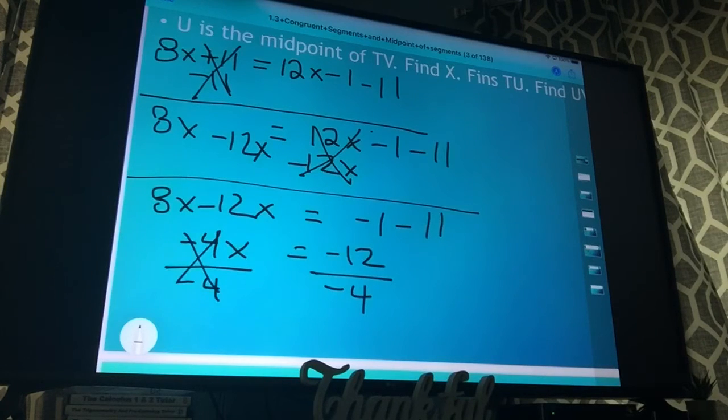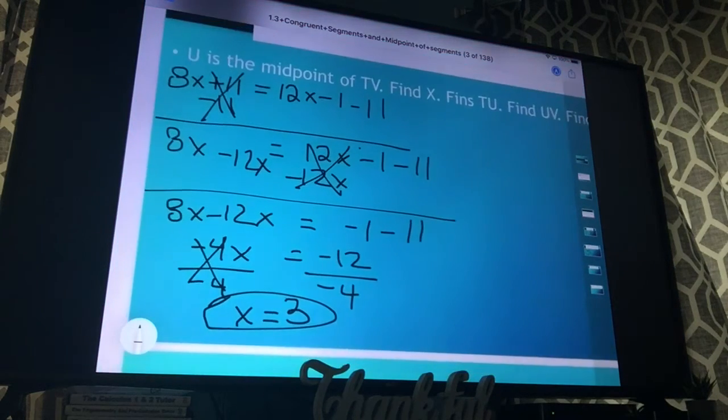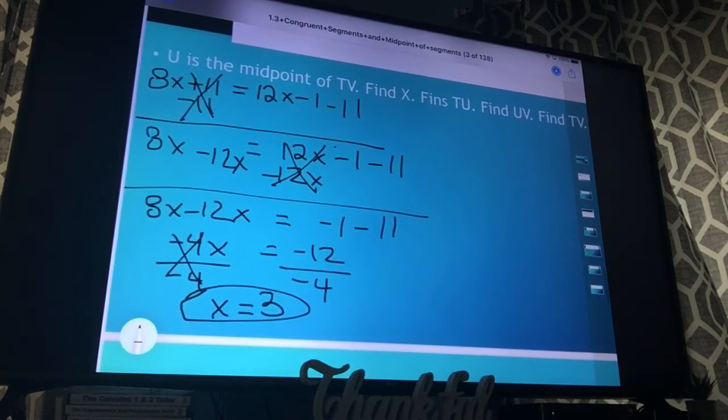Okay, if you do it to one side, you got to do it to the other side. Negative 12 divided by negative 4 is going to be 3. So we know that our x value is 3. Okay, so above the find x, I'm just writing 3.